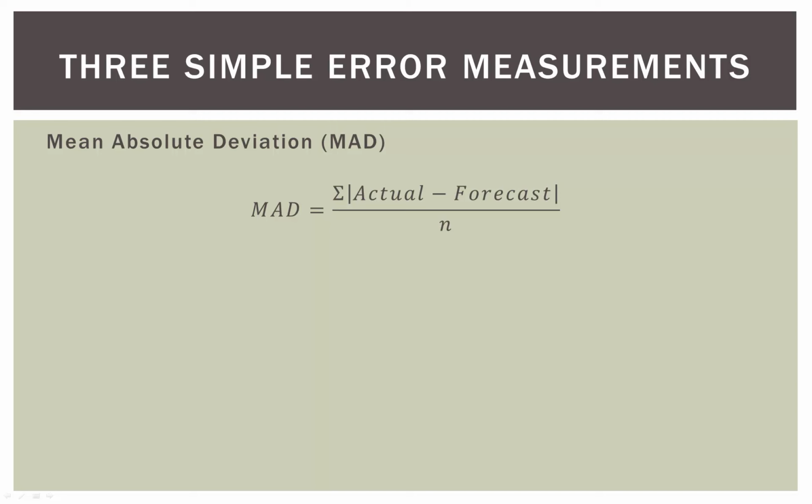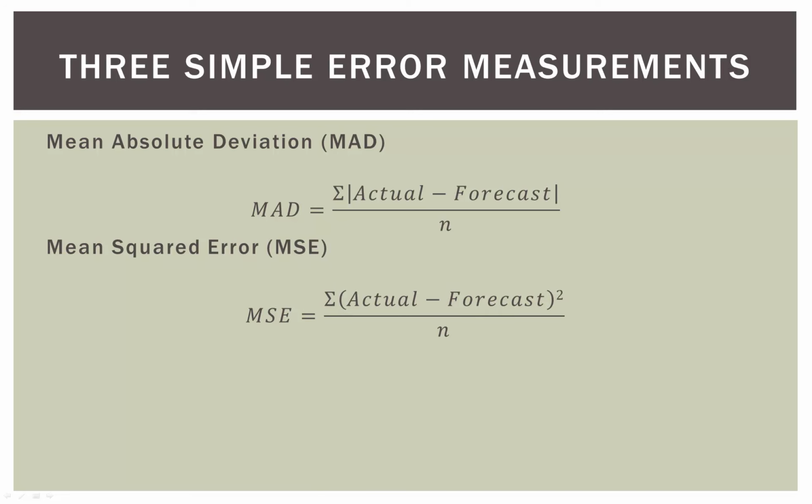Now, the sigma on the left-hand side simply means add all those up. It means summation. So we're going to take the actual minus the forecasted, find the absolute value for each year, and then add up all the years. Then we're going to divide by the number of years we have in our model, which in this case is 7 years. And that's it. Each forecast value will be a certain distance from the actual value, and we're going to find the average of those distances.